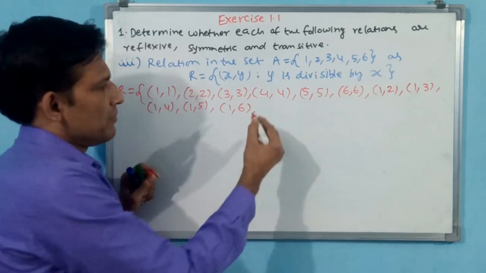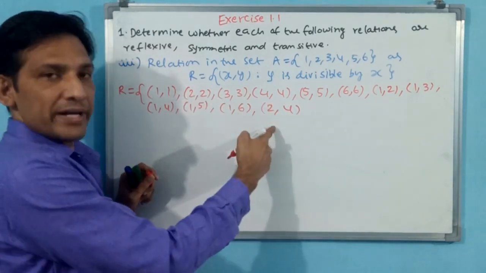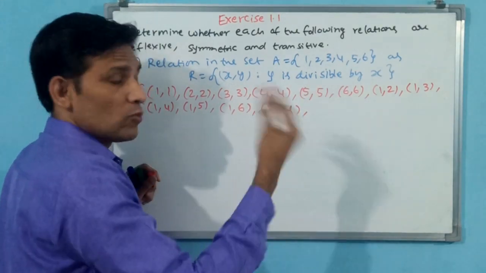Then 2, 4 is divisible. Okay, we write 2, 4. See, 2, 2 already came. That is why I am writing here 2, 4. Okay. Then 2, 5 is also not divisible. 2, 6, yes, divisible.